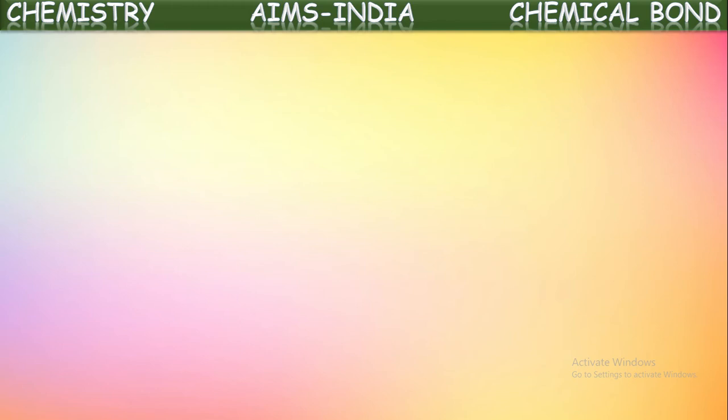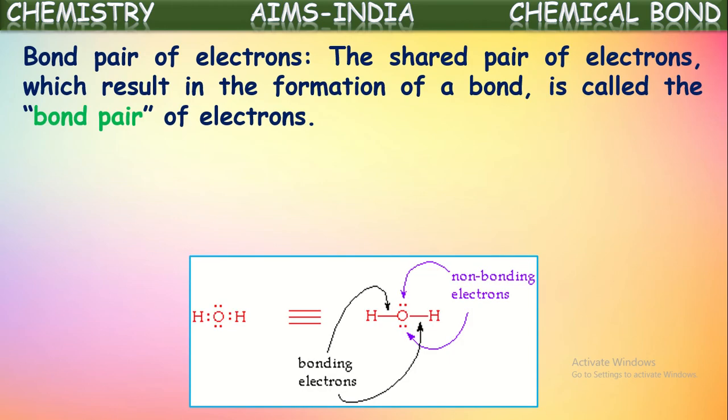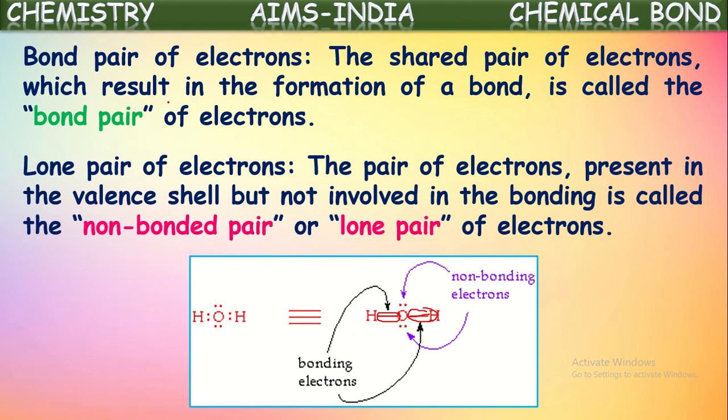Okay, thus we can define it like this. The shared pair of electrons which results in the formation of a bond is called a bond pair of electrons. If we see the water molecule, here also there are totally 4 pairs of electrons. Out of these, here and here, 2 pairs of electrons are participating in the bond formation. These are called bond pairs of electrons. And the pair of electrons present in the valence shell but not involved in the bonding is called a lone pair of electrons or non-bonded pair of electrons.